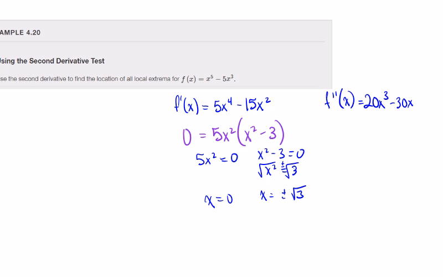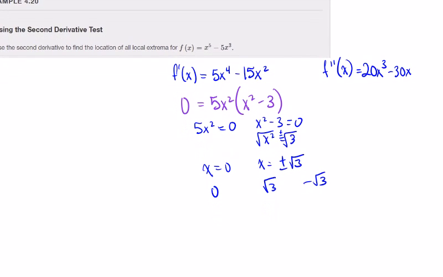3 critical points. And so we want to plug all 3 of those in, all right? So I'll leave the plus or minus here, and then I'll just write it here twice. Positive root 3 and negative root 3. And we have 0. Okay, so those are our critical points.